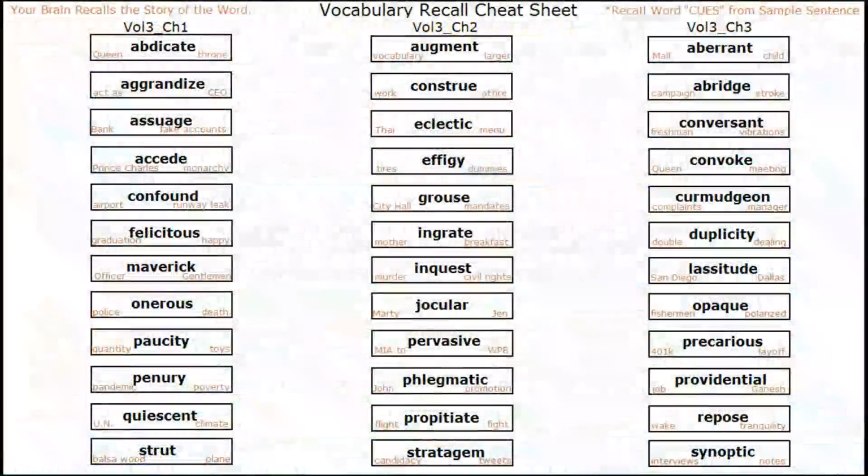Let's just take a quick snap look. We want to reinforce the usage of the vocabulary recall cheat sheets. And here we have, let's go over some of the words here. Confound.